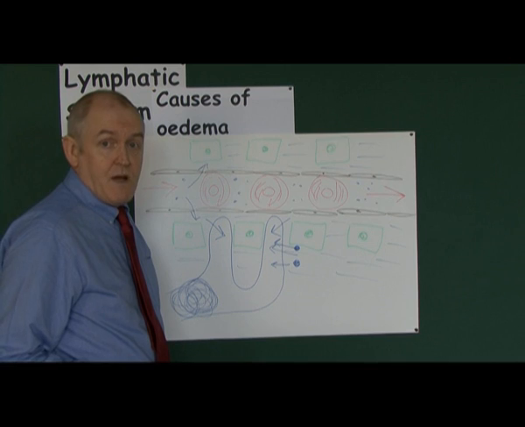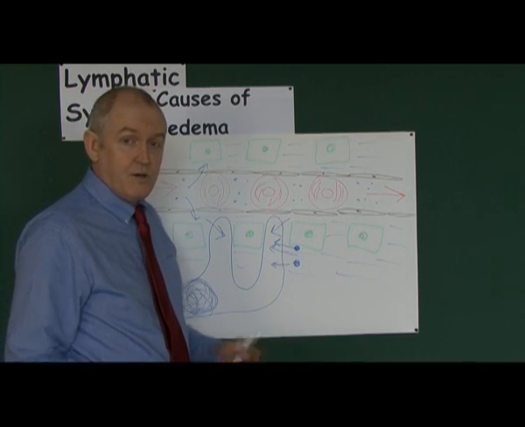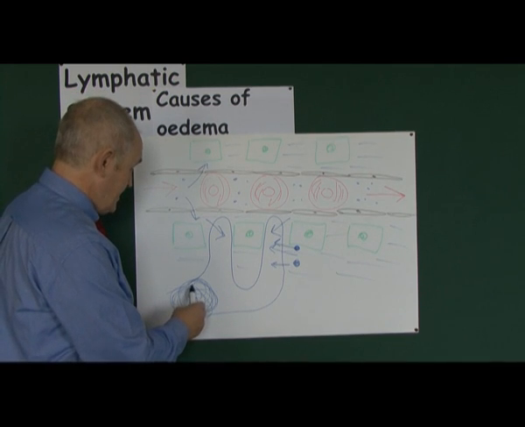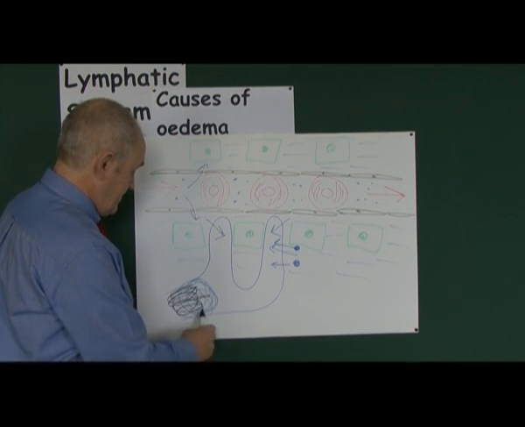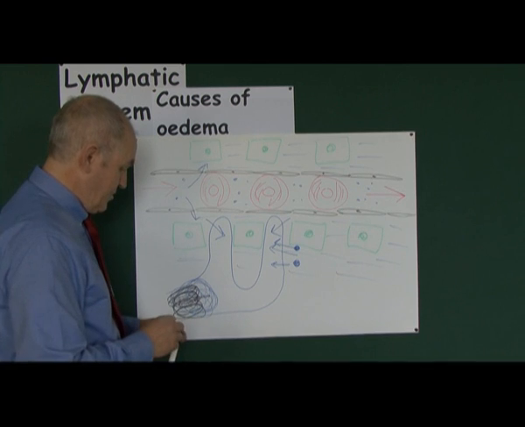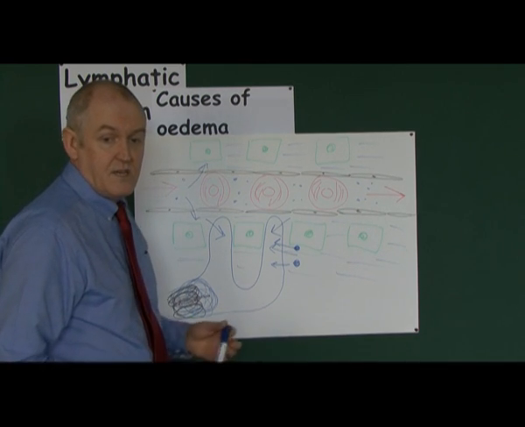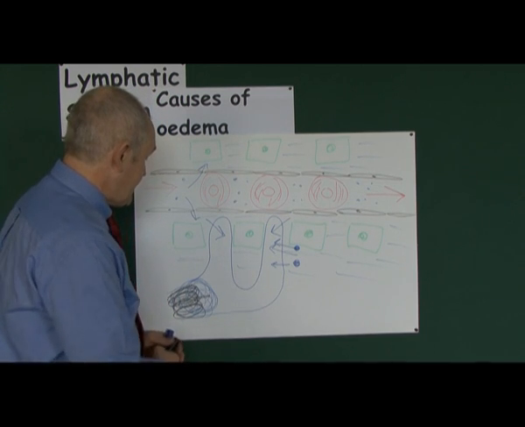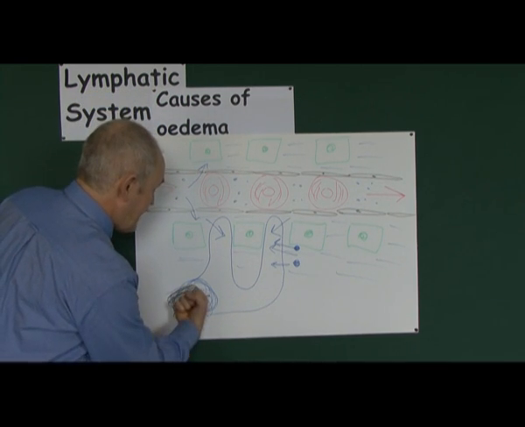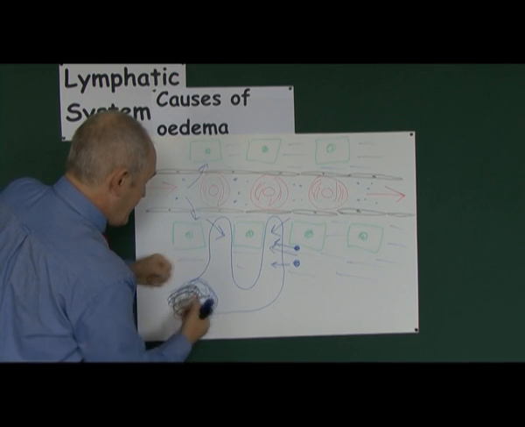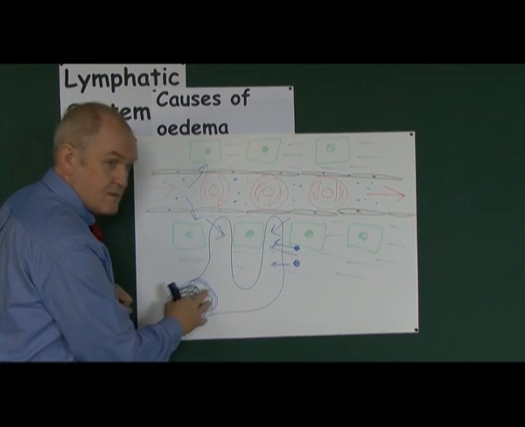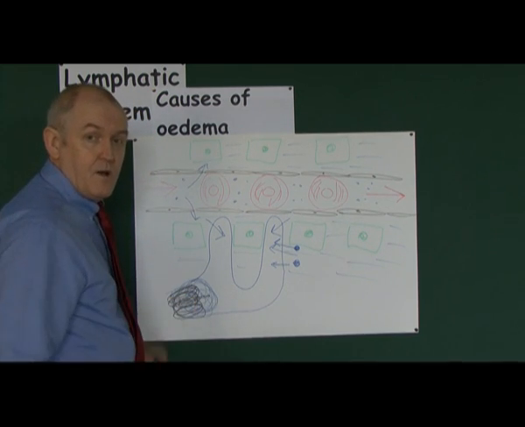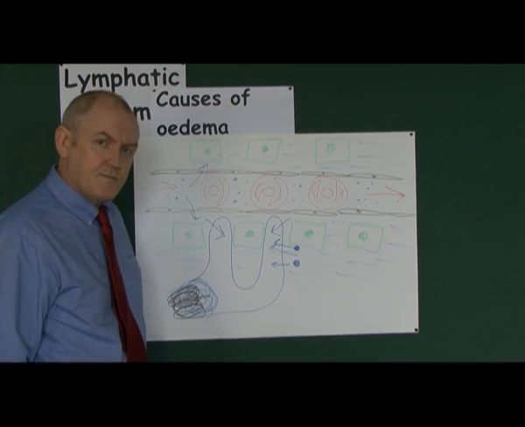Now, this can be primary. Some people are just born with poor lymphatics. There's a tropical condition where worms can lodge in the lymphatic vessels. That can cause gross swelling, so-called elephantiasis. There can also be tumours in cancer. If there's a tumour, that can press on the lumen of a lymphatic vessel. Or a tumour can even spread into the lymphatic vessel itself, blocking off the lymphatic vessels.